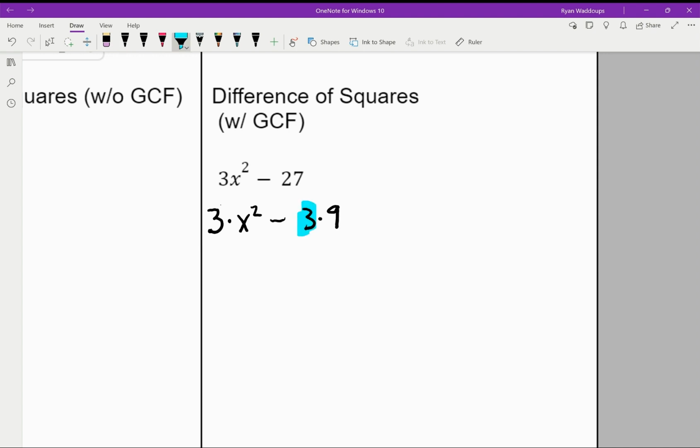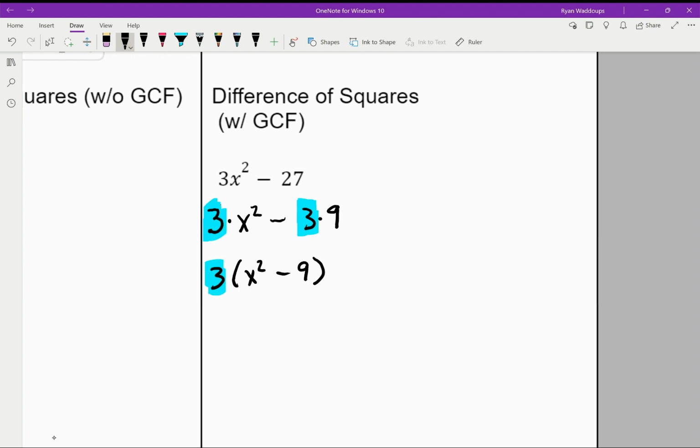And so what they have in common, their greatest common factor, remember they always have a greatest common factor of at least 1, but this one has a greatest common factor of something greater than 1, which is 3. And I can factor that out as a 3, and that's 3 times x squared minus 9. If I were to use the distributive property, that would go back to what we had before with 3x squared minus 27.